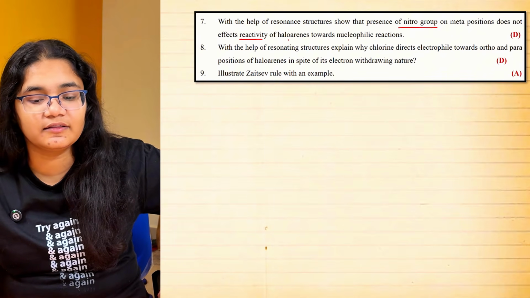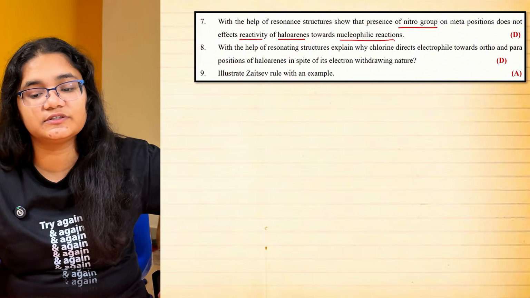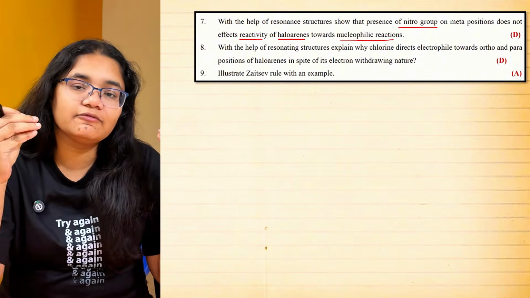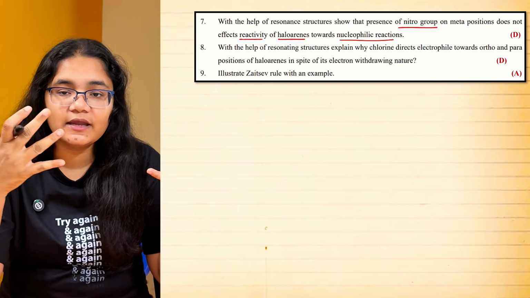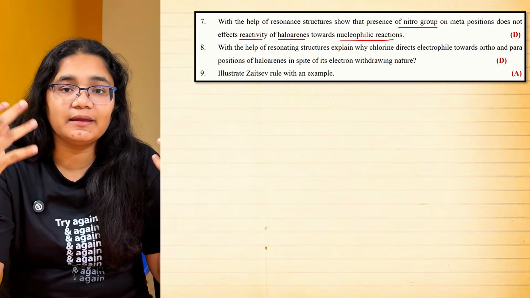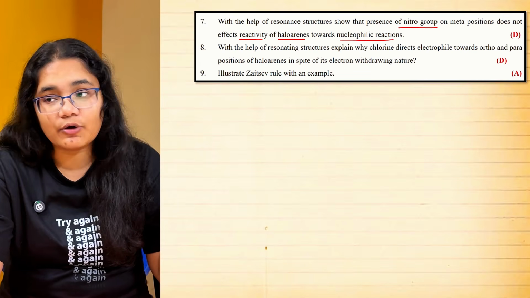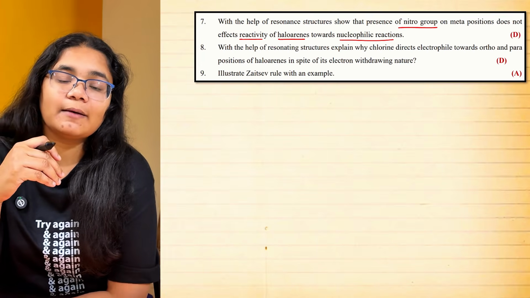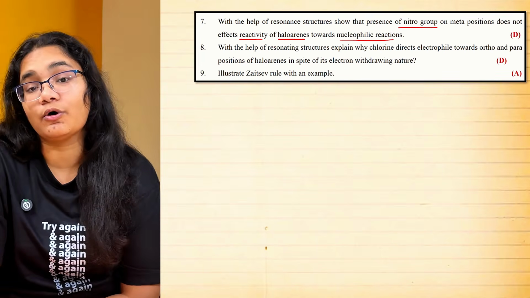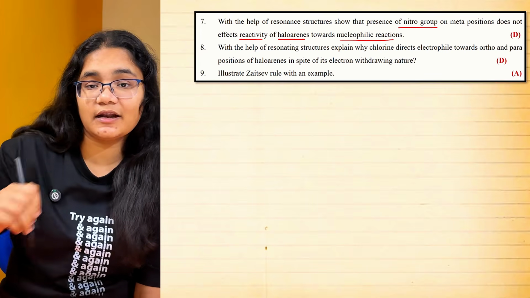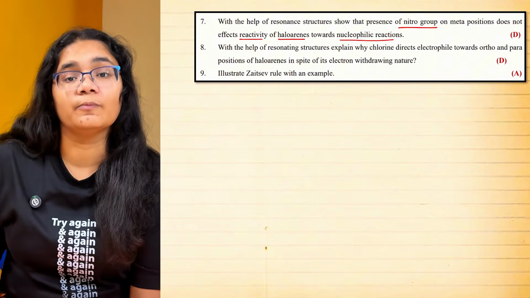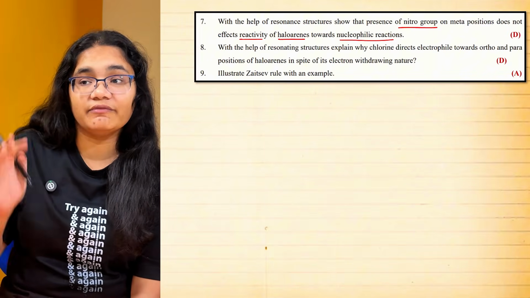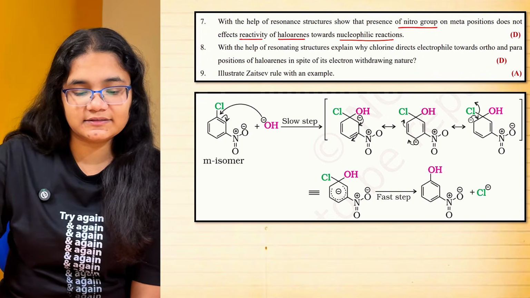Okay. Next, with the help of resonance structures show that the presence of nitro group on the meta position does not affect the reactivity of haloarenes towards nucleophilic substitution reaction. So in the previous question we have discussed that if I add nitro groups, it will withdraw the electrons from the ring and make the ring more electrophilic, and now the nucleophile can attack in a better way. But if you have seen, we have also shown the examples, the nitro group should be attached at only ortho and para position. The question is saying that you have to draw the resonating structures and show that if the nitro group is present at the meta position, it is not able to withdraw electrons from the ring. So that is there already in the book.